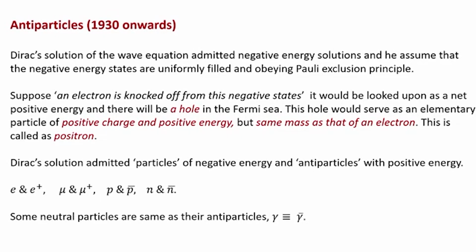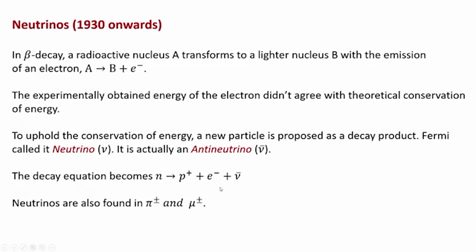So, there are a number of antiparticles that were discovered. Some are written with a plus sign as a superscript, and some are written with a bar. Electron and positron are written as e and e plus, mu and mu plus for the muons, or mu mesons, p and p bar, and neutrons are n and n bar. Some neutral particles, such as photons or gamma, are the same as their antiparticles. So, gamma is the same as gamma bar.